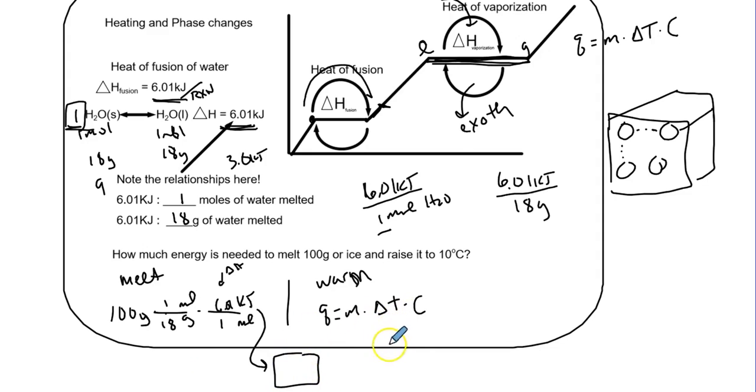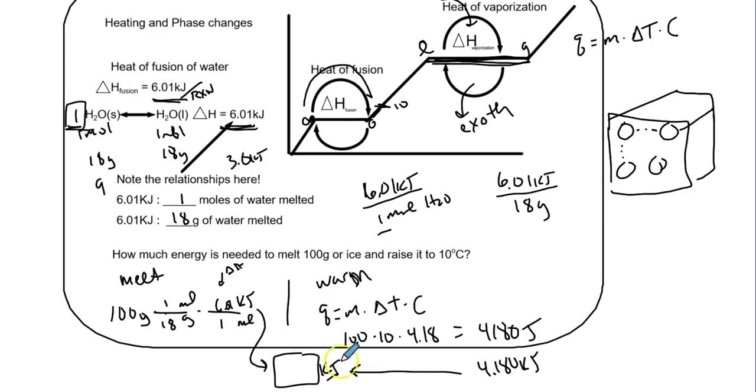Now I'm warming it. What are we doing? We're going to warm 100 grams from 0 to 10, so we're warming it 10 degrees, and the specific heat of water is 4.18. That comes out to about 4,180 joules. But the melting value is in kilojoules and this one's in joules, so converting, it'd be 4.180 kilojoules. Add the two together, and you have your answer: total energy. Good question there.